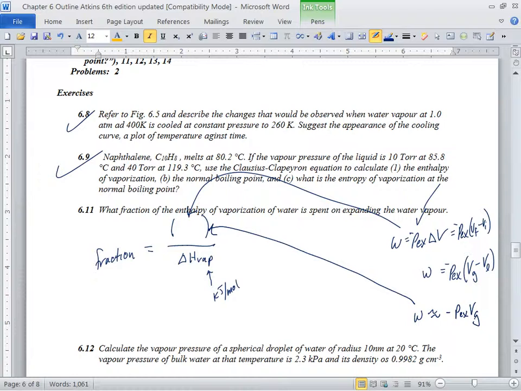Okay, you told me that you know how to get Px. How do you get Vg? Ideal gas law. Ideal gas law, man. You're killing it today.